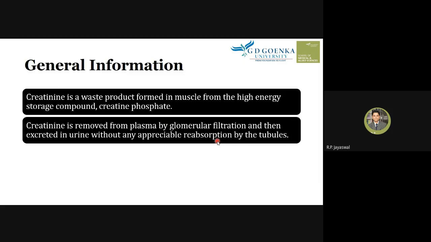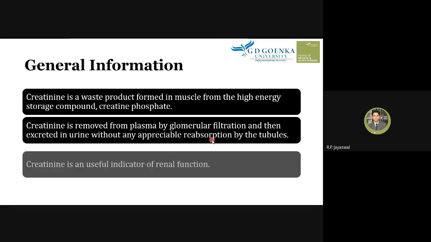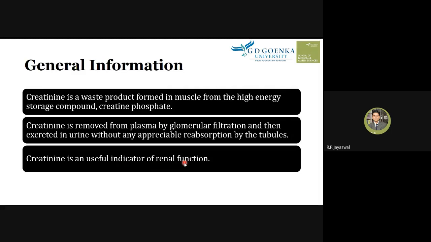So creatinine is one of the markers for kidney function tests. If creatinine is being excreted in the urine, it means the kidney is normal. If it is not being excreted by the kidney, it means the kidney is abnormal. The creatinine test is an indicator for renal function. If you want to assess whether your kidney is functioning normally or abnormally, the creatinine test should be done.